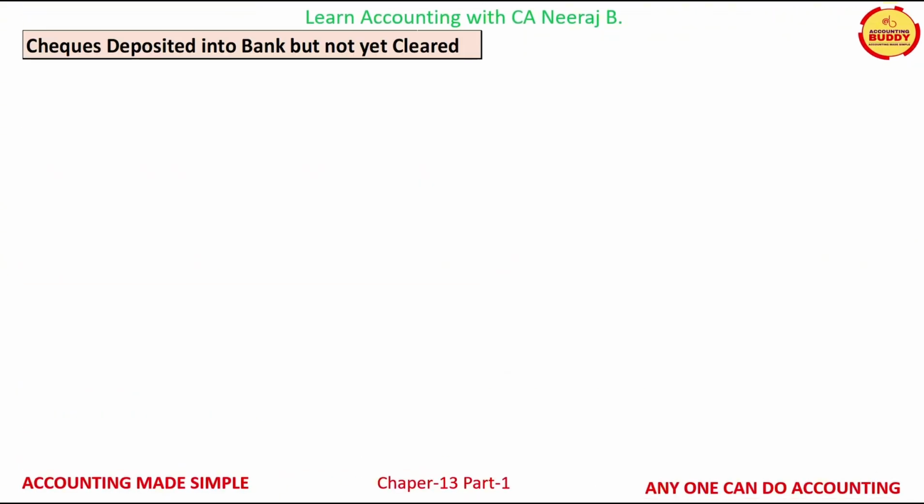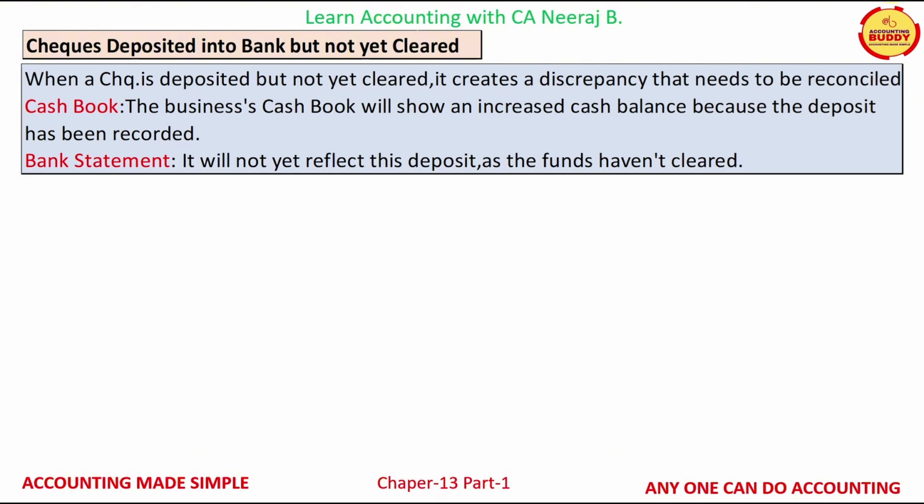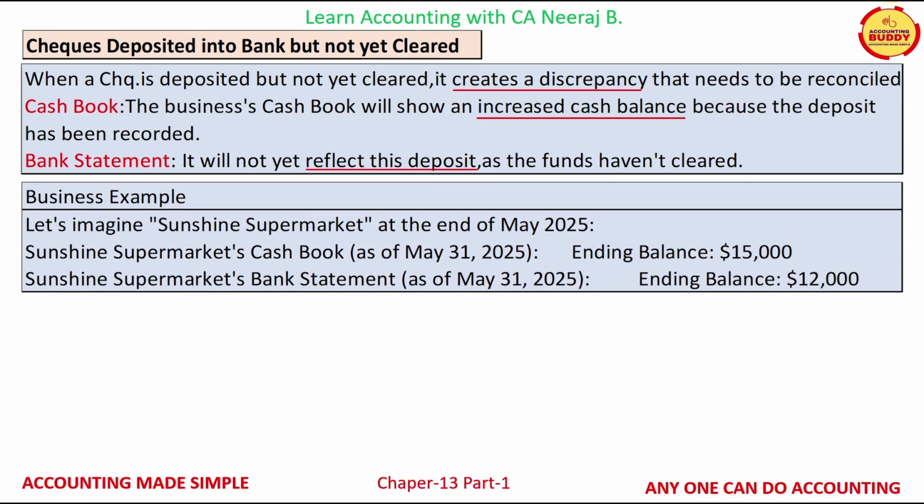Let us further understand the impact of checks deposited into the bank but not yet cleared. When a check is deposited but not yet cleared, it creates a discrepancy that needs to be reconciled. The business cash book will show an increased cash balance because the deposit has been recorded, while it will not yet reflect in the bank statement as the funds have not been cleared. For example, let's imagine Sunshine Supermarket at the end of May 25 has the below status.